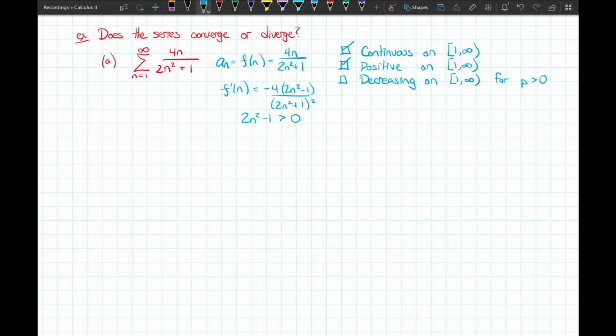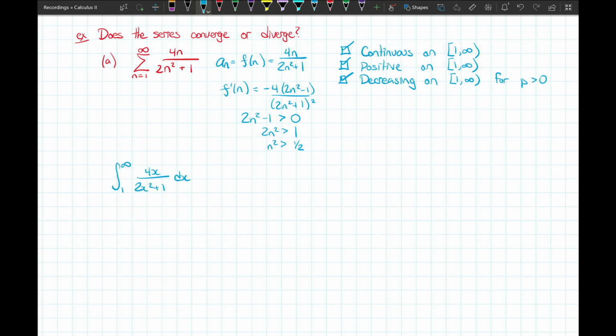To have 2n squared minus 1 greater than 0, we need 2n squared to be greater than 1, or n squared greater than 1/2. With our series, n starts at 1 and continues to increase, so this is definitely always going to be true for any value of n from 1 to infinity. So we know that this is also decreasing for any value of n from 1 to infinity. With those few checks out of the way, let's apply the integral test.